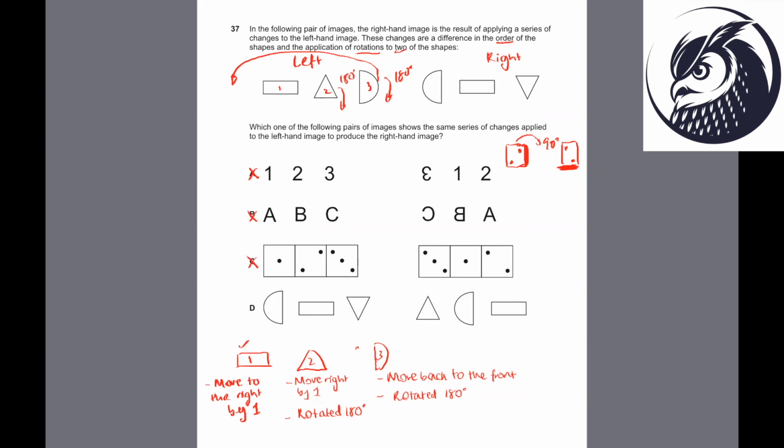Then we look at our rectangle. We know that the rectangle is in the middle. It needs to move to the right by 1 and then rotate by 180 degrees. So it moves to the right by 1. And if you rotate the rectangle by 180 degrees, it still looks exactly the same. So that's, again, meeting the requirements. So I'll give that a tick. And then the third requirement is the triangle needs to go to the front, which it does, and it needs to be rotated by 180 degrees, and you can see that it has been. So therefore, our answer has to be D.